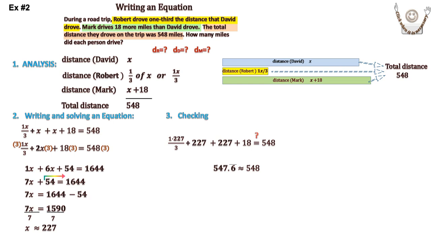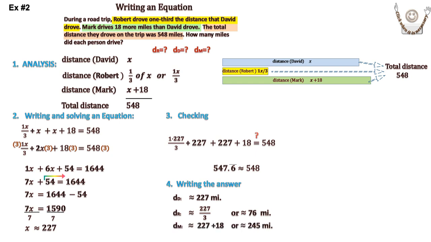And the next step would be, we have to write out the answer. So first, David. Distance for David is 227 miles. Distance for Robert is 76 miles. And distance for Mark is 245 miles.